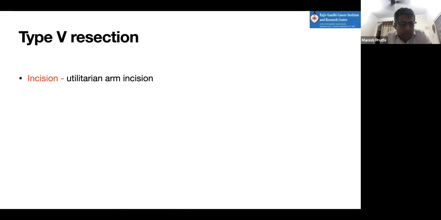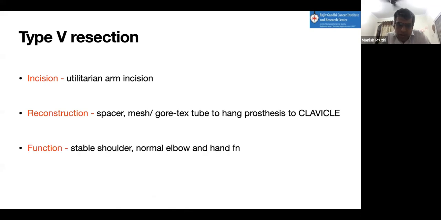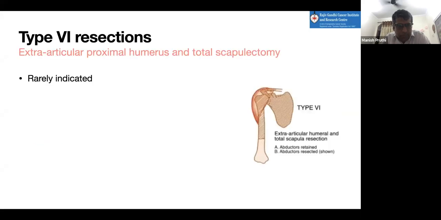So for type 5 resections, the incision is a utilitarian arm incision. We are usually able to finish the resection in the arm incision only. Reconstruction is by a spacer using a K-nail or a prosthesis. We have to use a mesh or a Gore-Tex tube to hang the prosthesis to the clavicle. Function is the same as a stable shoulder with normal elbow and hand function. And rehabilitation is also the same as type 1, which is immobilization in a sling for 6 weeks.